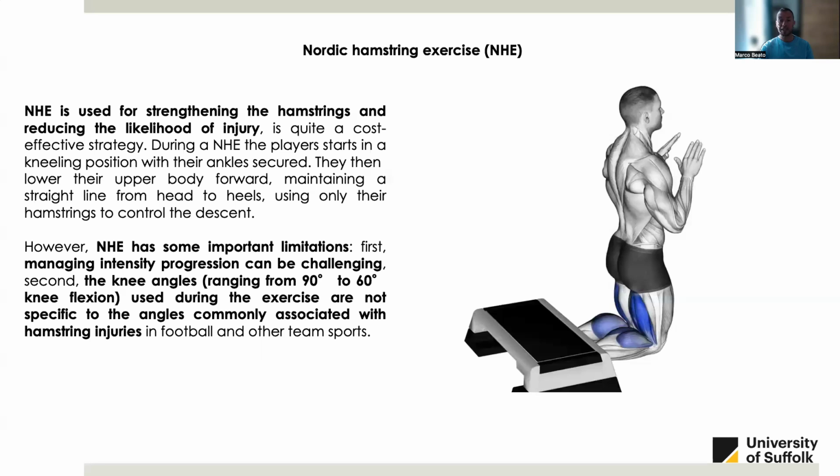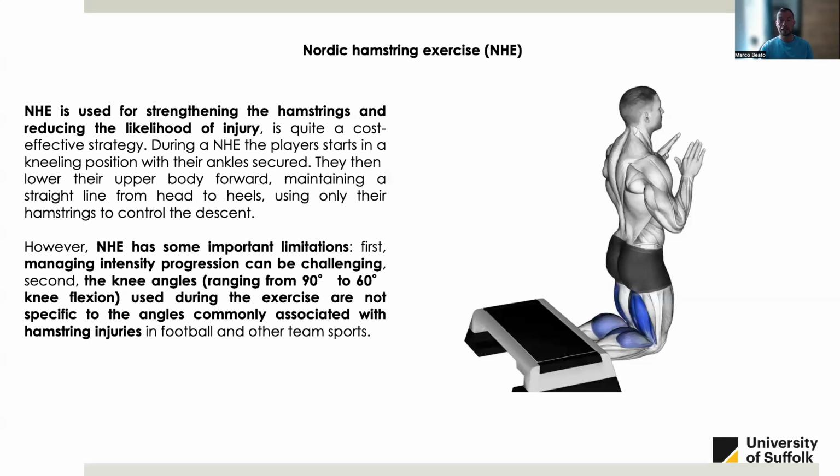From an exercise modality point of view, during the Nordic exercise, the player starts in a kneeling position with the ankles secured. Then the player moves the upper body forward, maintaining a straight line from the head to the heels, using only their hamstrings to control the descending phase. In this case, the player can have an eccentric contraction.